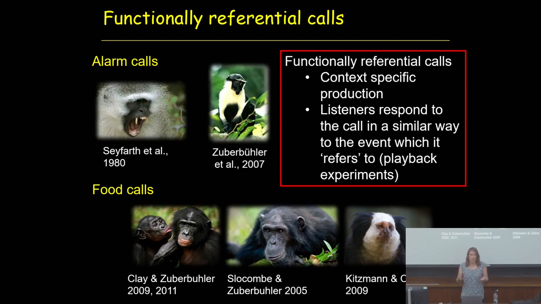Some just label the presence of food. In the chimpanzees, it seems to label the value and potentially the type of food. And in bonobos, again, it seems to be value, so they can distinguish between high value food and low value food.